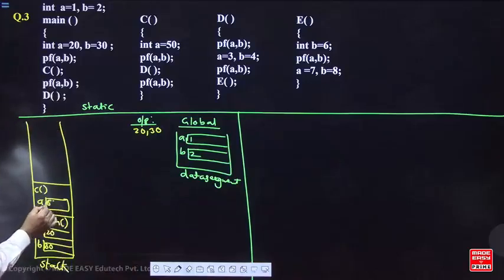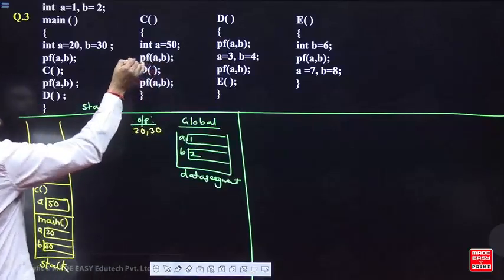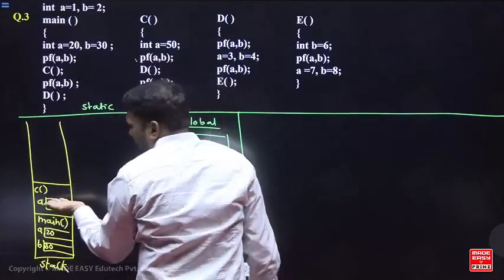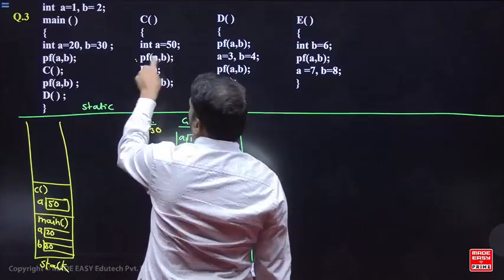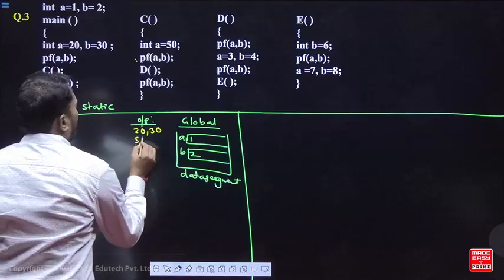Okay, so the a value is changed to 50. A value is initialized with 50 here. Next, printf a comma b. Listen here: when you say printf a comma b, a is a local variable in the function c, so a will print 50.